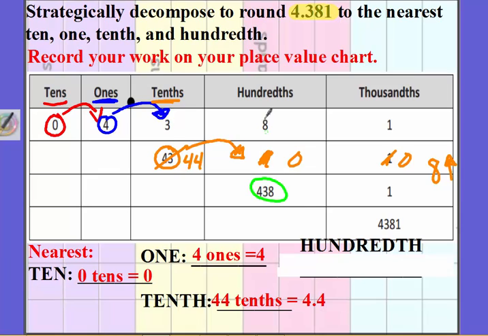My last one, I'm rounding to my hundredths. So I start in my hundredths. I look to the right. My next place value over, this is a 1, so I round down. And then that 1 becomes a 0. So 4.38, or 438 hundredths.